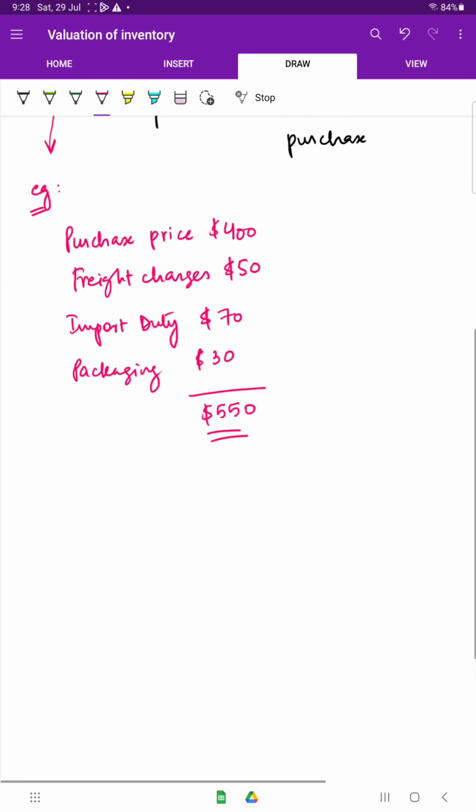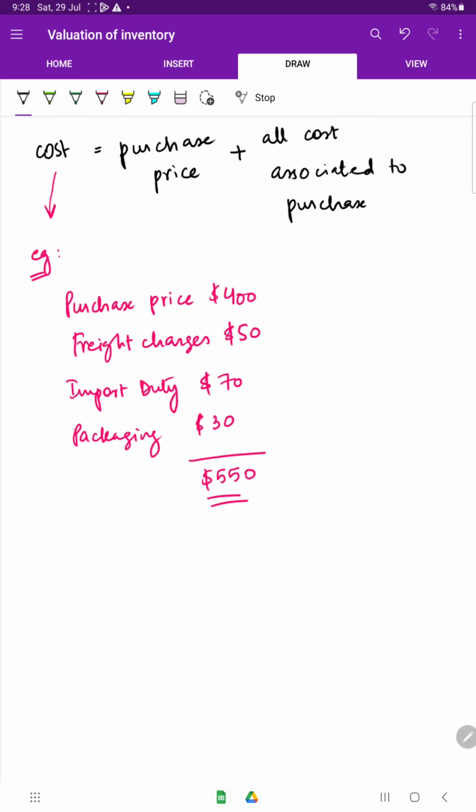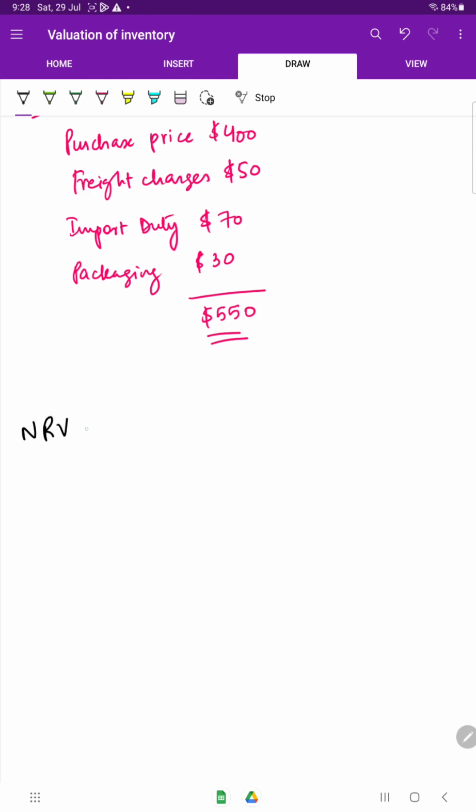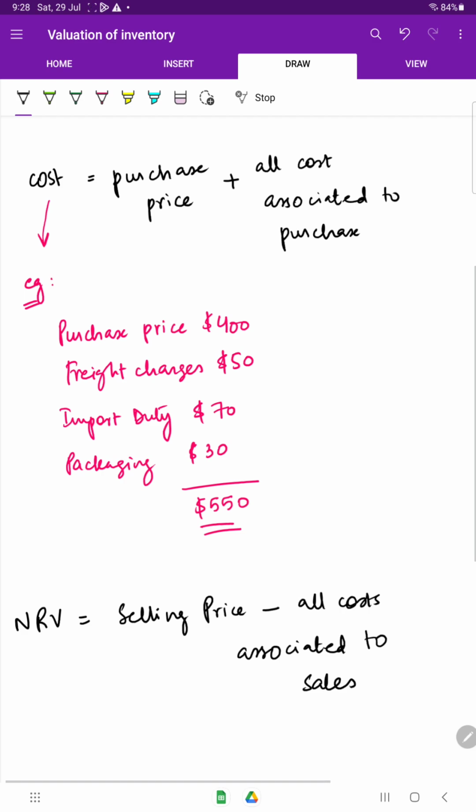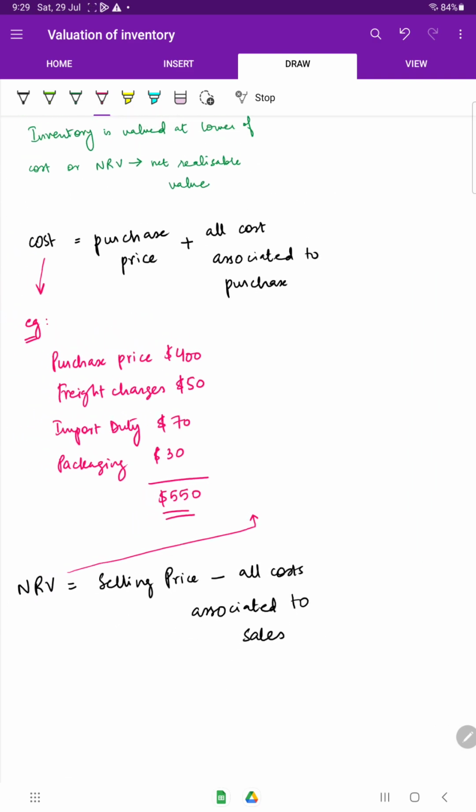Keep copying while I write so that you have proper notes of what we are doing in this chapter. Now, if I talk about the value of NRV, my net realizable value, it's basically the selling price minus all costs associated to sales. In cost, you were adding all the costs associated to purchase to the purchase price, but in NRV, in the net realizable value, you subtract all the costs that are associated to sales from your selling price. This was the example of cost, and now I am giving you an example for NRV.